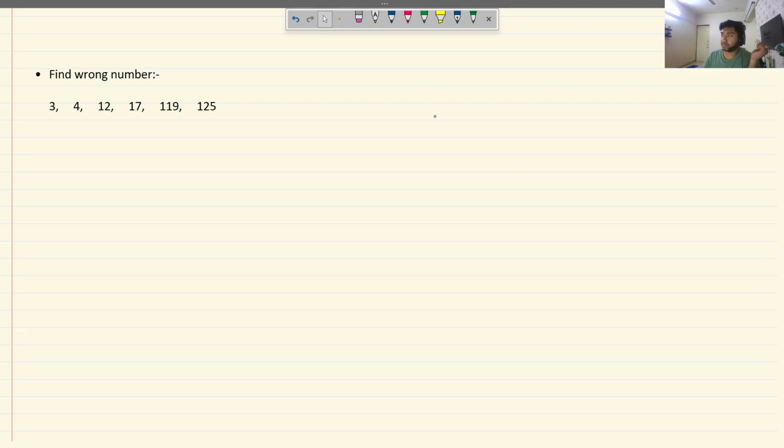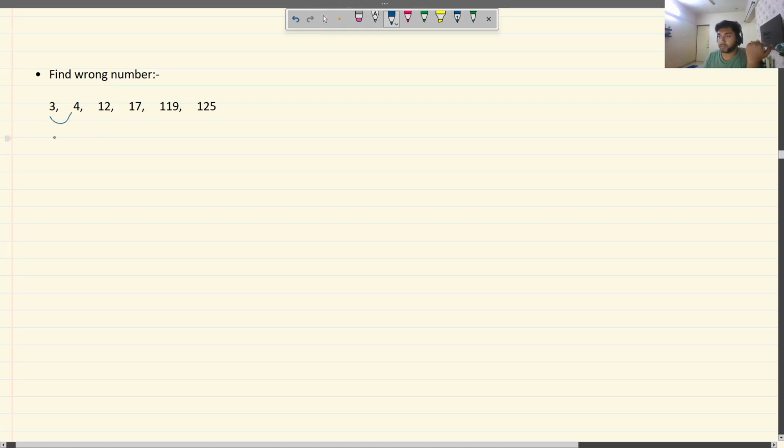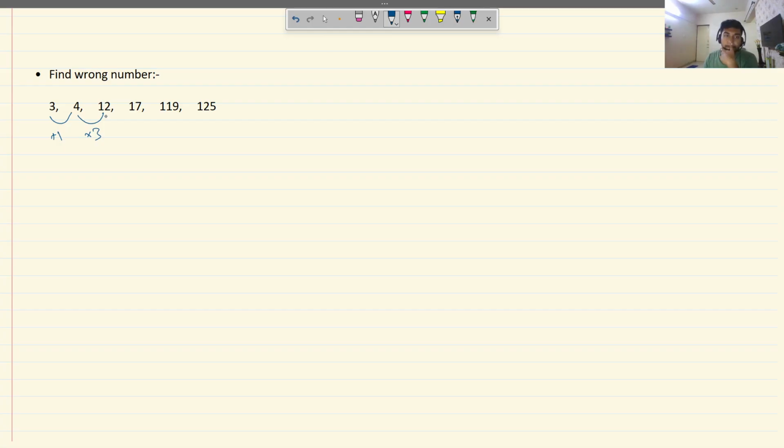Let's see if you can do this question. Okay, so let's just do the obvious that I can observe, not even think: 3 plus 1 is 4, 4 into 3 is 12, 12 plus 5 is 17, 17 into 7 is 119, and 119 plus 9 is 128.